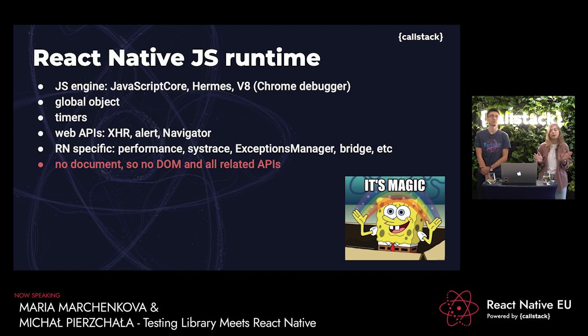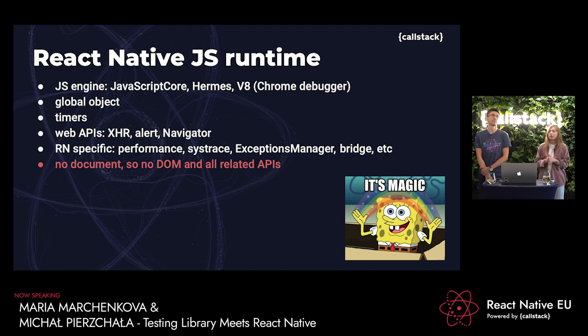Let's explore some qualities of React Native JS runtime and how it differs from the web. React Native typically executes JavaScript using one of these JS engines: JavaScript Core, Hermes, or V8, on a dedicated thread spawned next to the UI thread of your mobile application.